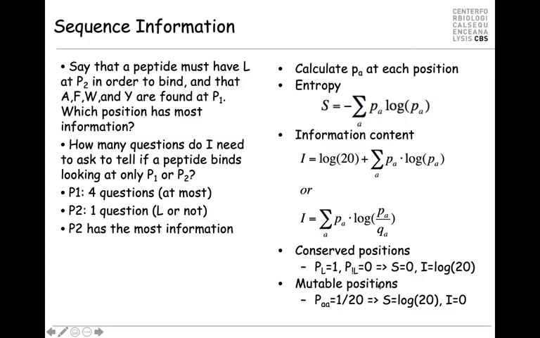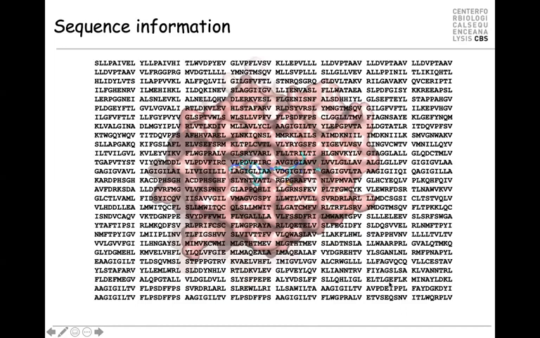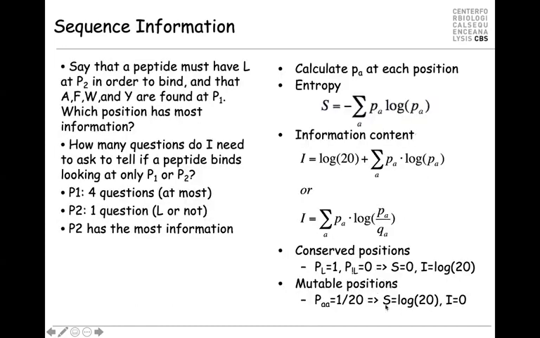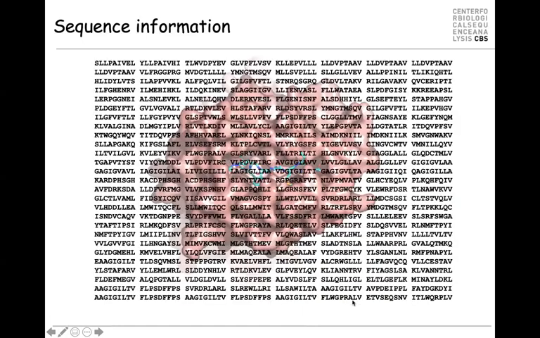If you have a highly variable position where all amino acids are tolerated at equal frequency, then each amino acid frequency becomes just 1 over 20. And again, going up to this equation here, the entropy becomes log of 20 and the information content becomes 0. So high information content for highly conserved positions, and low information content for highly variable positions, right?